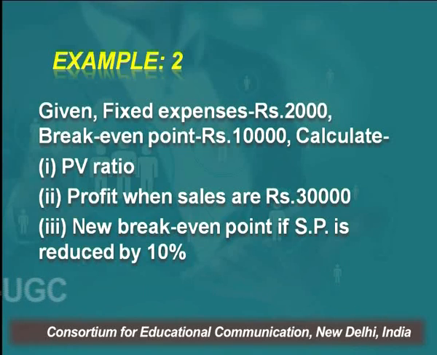So there are three different aspects which you have to find out. First, we have to find out PV ratio. The other is we have to find out profit when sales are, means if the firm is selling 30,000 rupees worth of sales, what is the profit, right? And if a firm reduces its selling price by 10%, what will be the impact on the break-even point? This means where the break-even point will be, you have to find out.